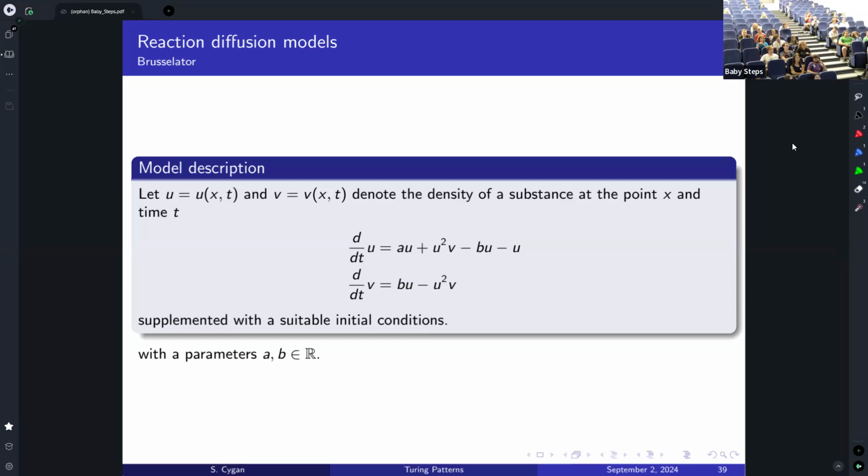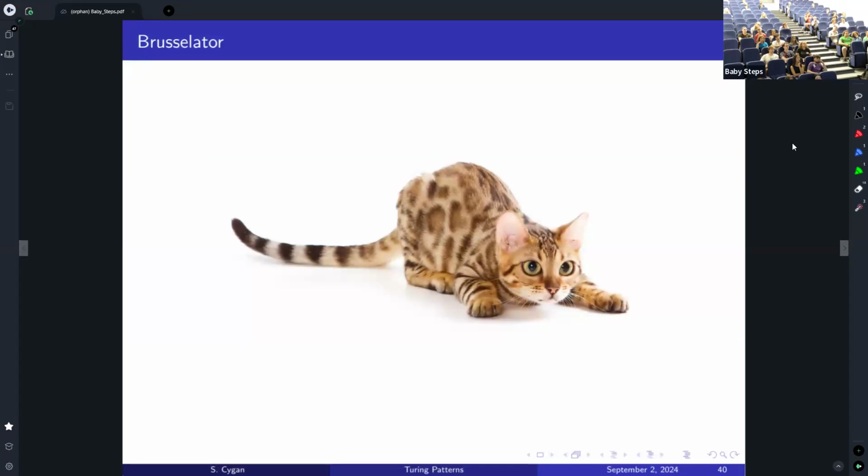And we also have here the diffusion of the first equation, the Laplacian, and of the second equation, the Laplacian, multiplied with different intensities. And see what happens. Let's go back to our cat.